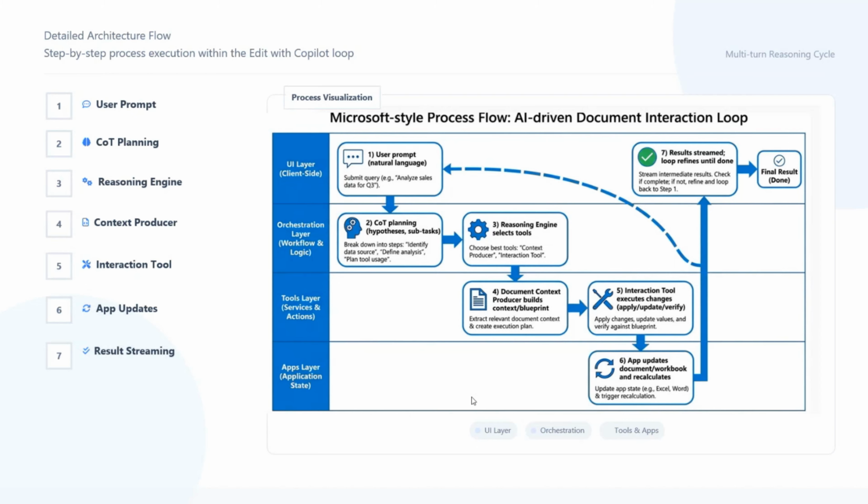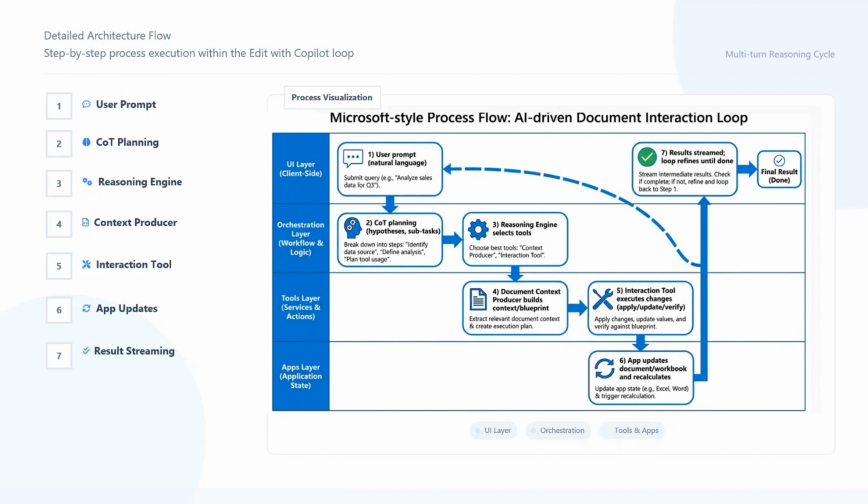Next, we reach the apps layer, where applications like Excel, Word, or PowerPoint update the content, recalculate the result, and apply the requested changes. You'll notice a loop in this diagram. This represents the iteration cycle. When the system detects something incomplete or needing improvement, it repeats the process and refines the result.